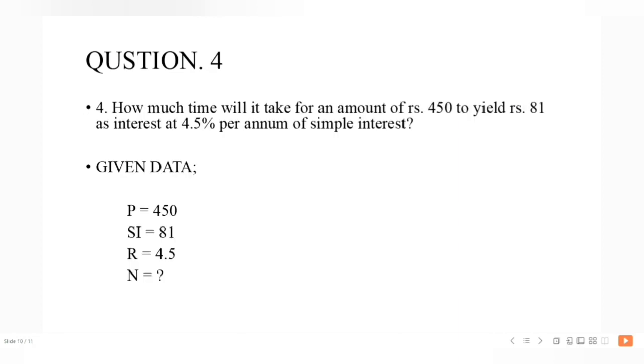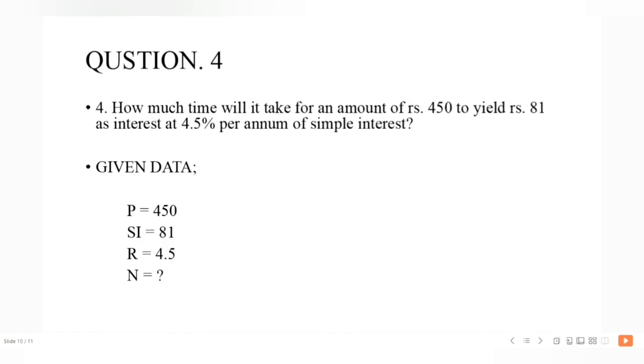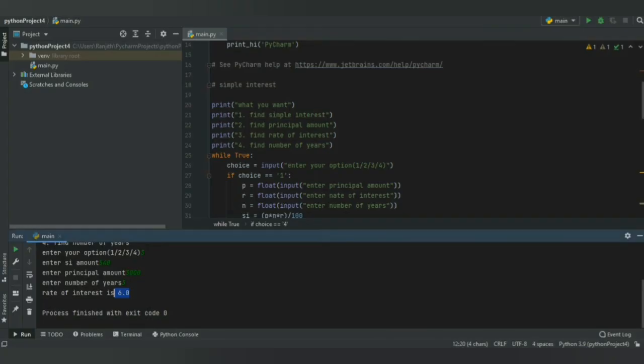how much time will it take for an amount of 450 to yield 81 as interest at 4.5% per annum of simple interest? They ask number of years. The principal amount is 450. Simple interest after some years is 81. Rate of interest is 4.5. Okay. Then again run the program.